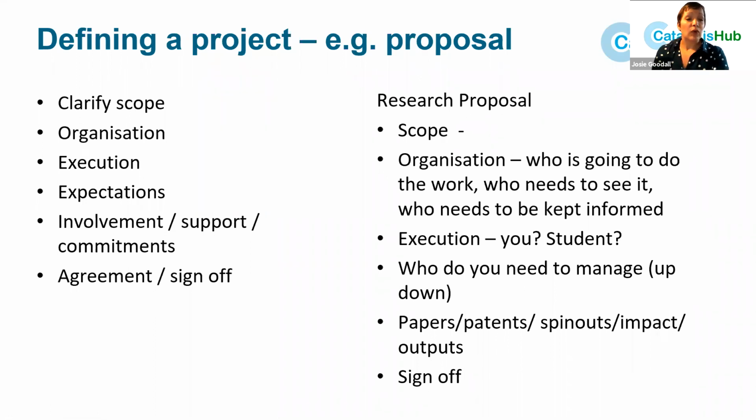You need to get involvement and support. So if you're applying for beam time, you need to get support from the beamline scientists. If you're applying for a research project, you need to get support from the university so that they're happy for you to host that project. And you need to get agreement and sign-off on what is the scope and what isn't.